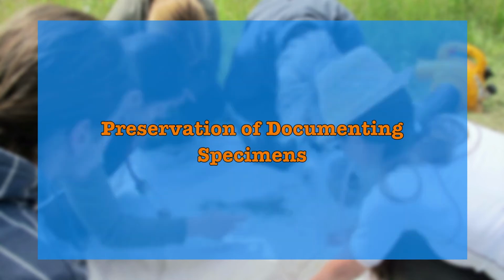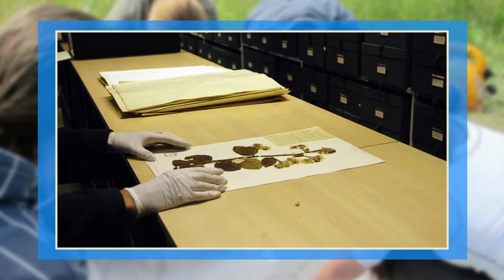Preservation of documented specimens. The fully identified and duly classified plant specimens are then preserved in the form of herbarium sheets and are stored for future use and comparison in a recognized herbarium.